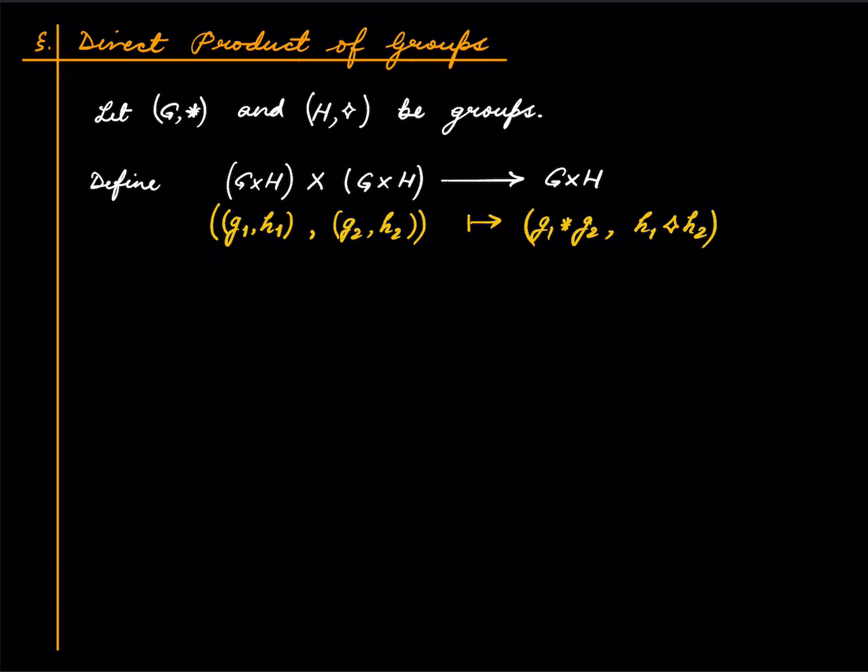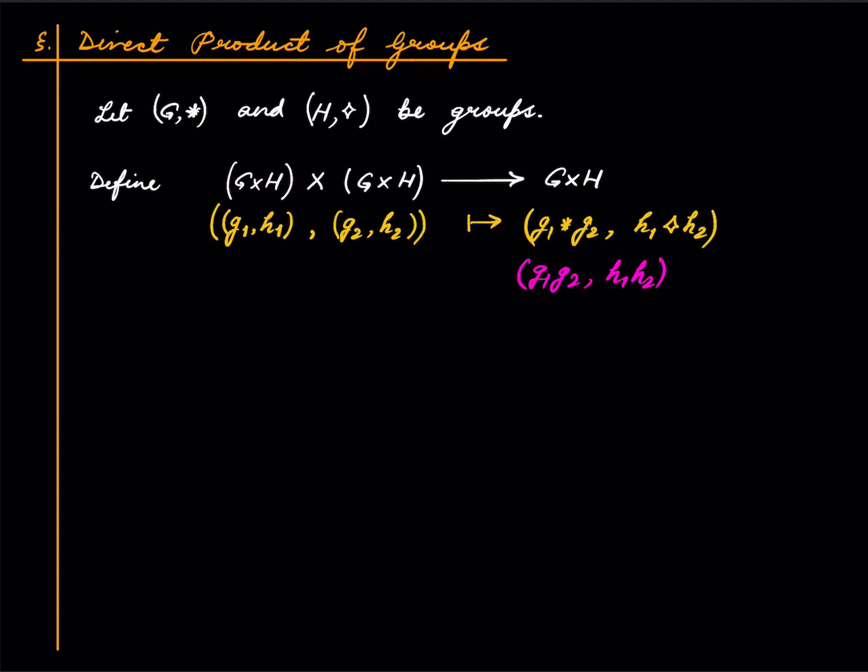And even though we have done this in such an explicit manner, in general we would suppress the star and the diamond. From now on, we would just write (G1G2, H1H2). It will be clear from the context that H1 and H2 are elements of H, so the binary operation used is the one defined on H, and G1 and G2 are from G, so the binary operation there is the one on G. This is how we will proceed, because every time writing star and diamond is very cumbersome. All right, so this is just a binary operation.